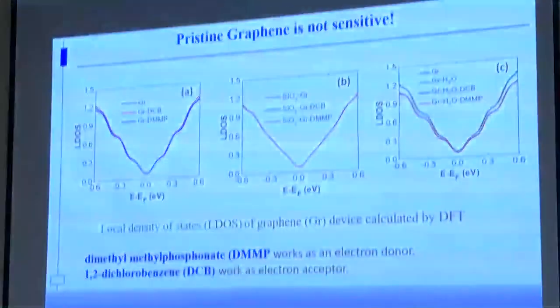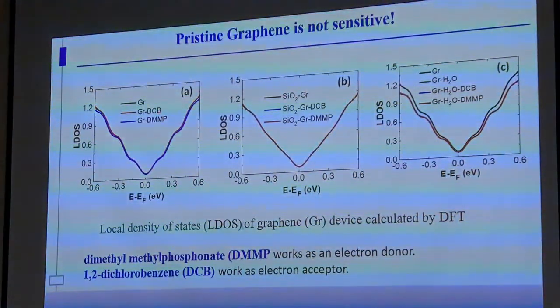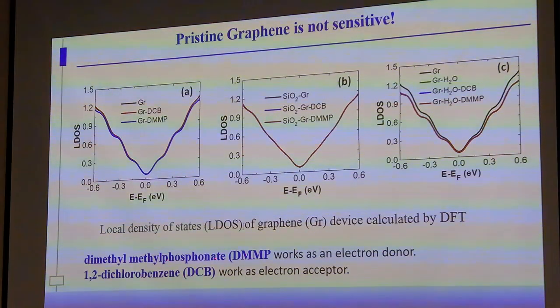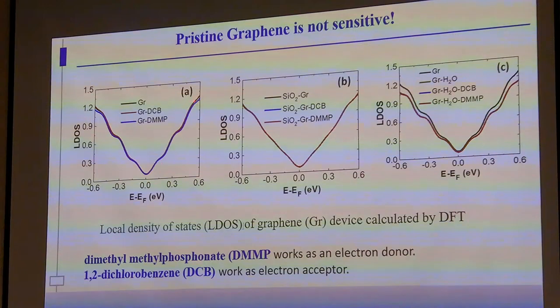On suspended free graphene, we add a molecule, DCB, or another molecule, DMMP. Here DCB is 1,2-dichlorobenzene and DMMP is dimethyl methylphosphonate. The first one is an electron donor and the second is an electron acceptor, so two different types of molecule. You put them on pristine graphene. Technically, we should see a shift in the Dirac point. But here, we don't see any shift in the Dirac point.